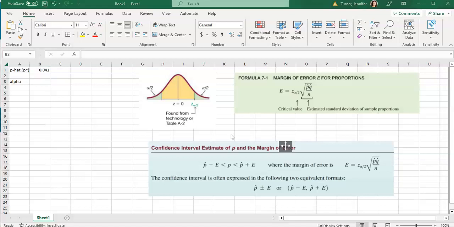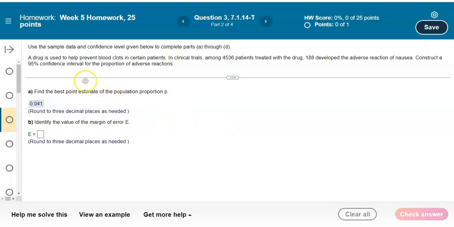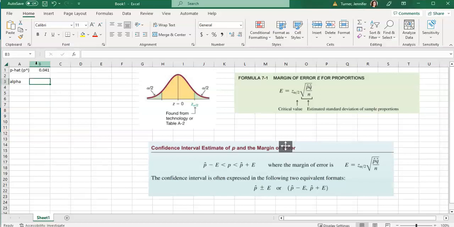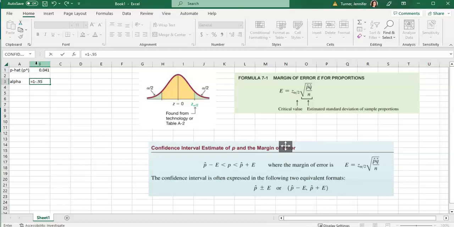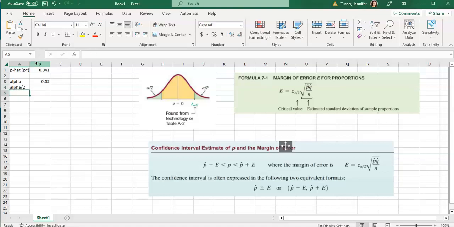In this particular problem, we were trying to get a 95% confidence level. So in Excel, to find the alpha value, we start with an equal sign and type 1 minus 0.95. The 0.95 is because we have a 95% confidence interval. We hit enter and we get 0.05. The next thing we need to do is find alpha divided by 2. Why are we finding alpha divided by 2?